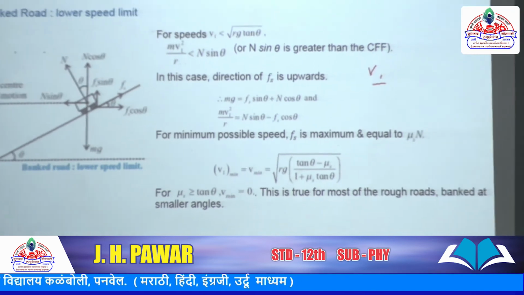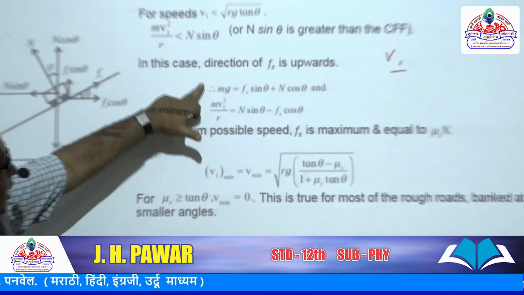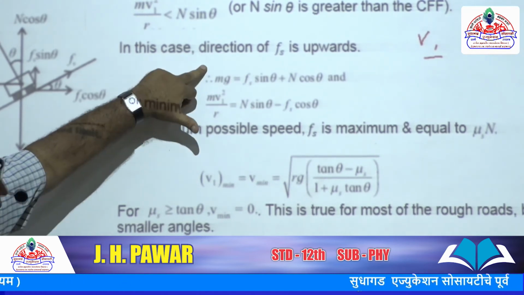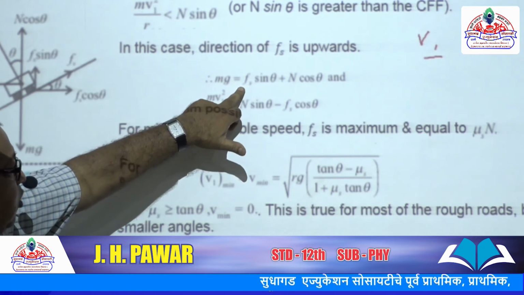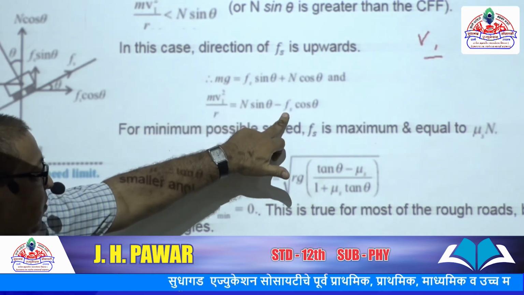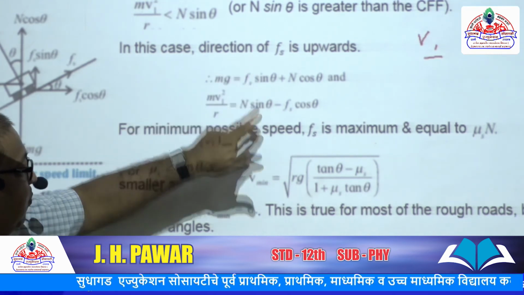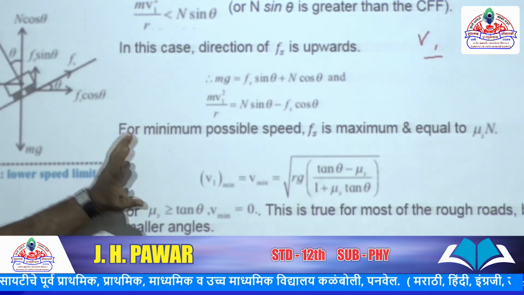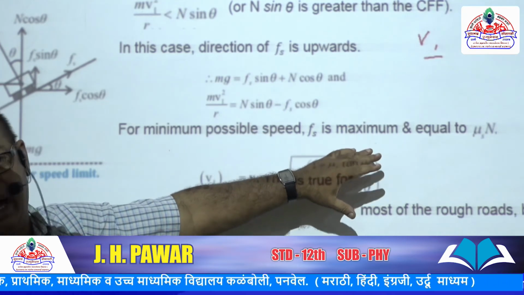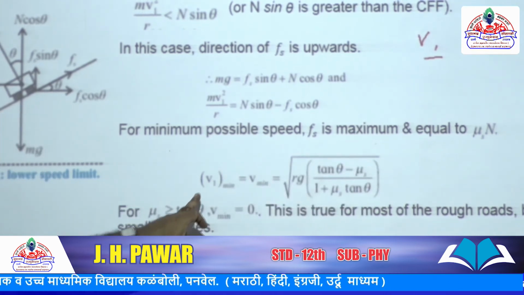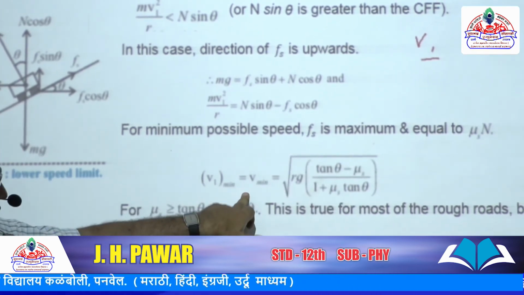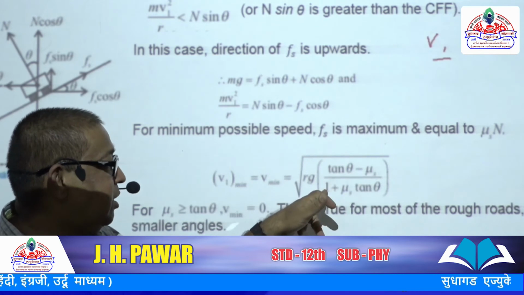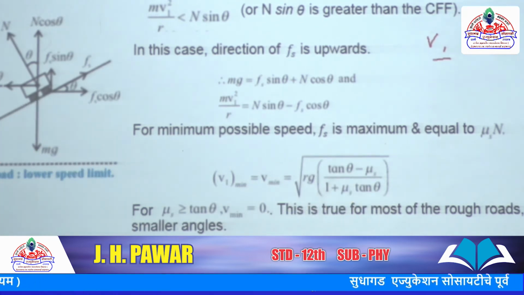Now here you can take the ratio of them. If we take the ratio, look here, it gets cancelled. V1 square upon Rg. Here we substitute Fs equal to mu s N, and taking the ratio, thereafter we take cos theta common. Students are advised to work out how this equation comes, do it at home. Directly I am taking the minimum speed equal to the square root of Rg times tan theta minus mu s over 1 plus mu s tan theta. Then look at the thing.